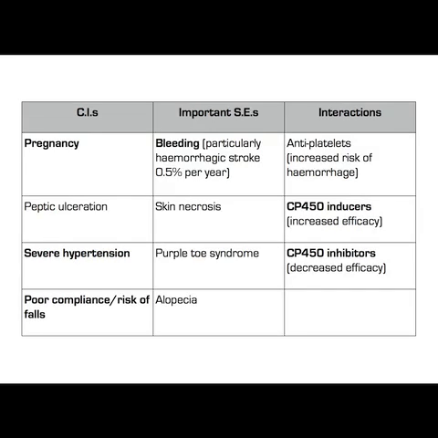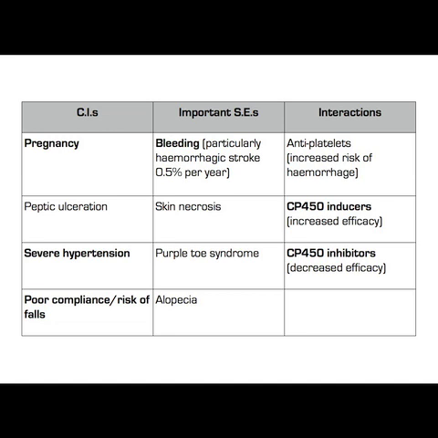The most important side effect of warfarin is bleeding, particularly hemorrhagic stroke, and it's estimated that 0.5% of people on warfarin will suffer one of these per year. We've already talked a little bit about the cytochrome P450 inducers and inhibitors, so try and figure out for yourself what these agents are and how they will affect the INR.